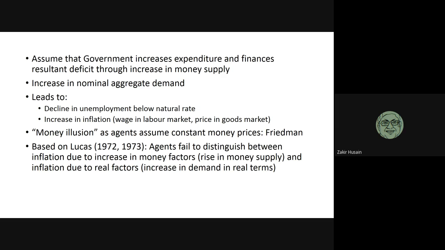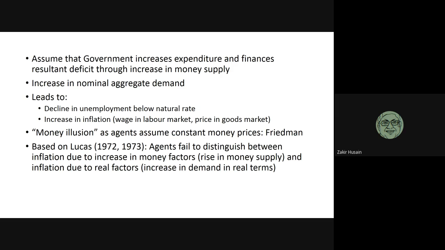This will lead to a decline in unemployment below the natural rate. Simultaneously, there will be an increase in inflation. Wages will go up in the labor market. Prices will go up in the commodity market. However, agents assume constant money prices. Therefore, they will suffer from what Friedman calls a money illusion.